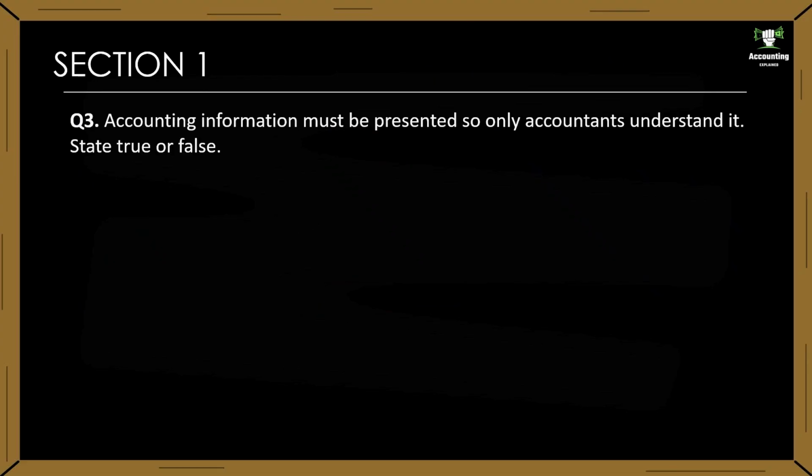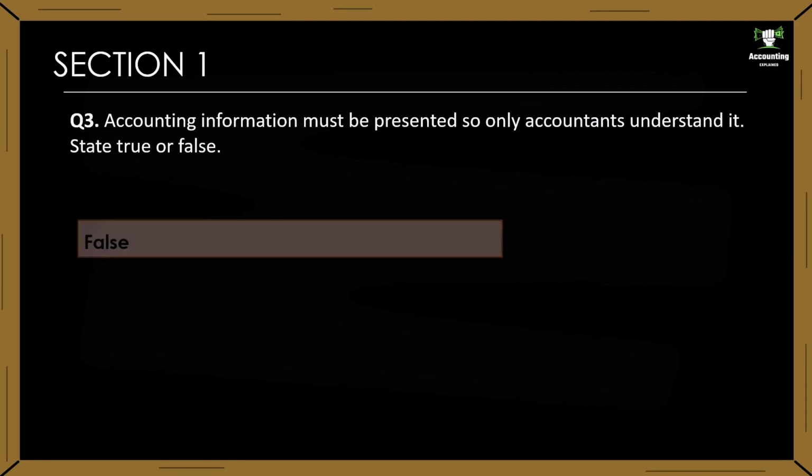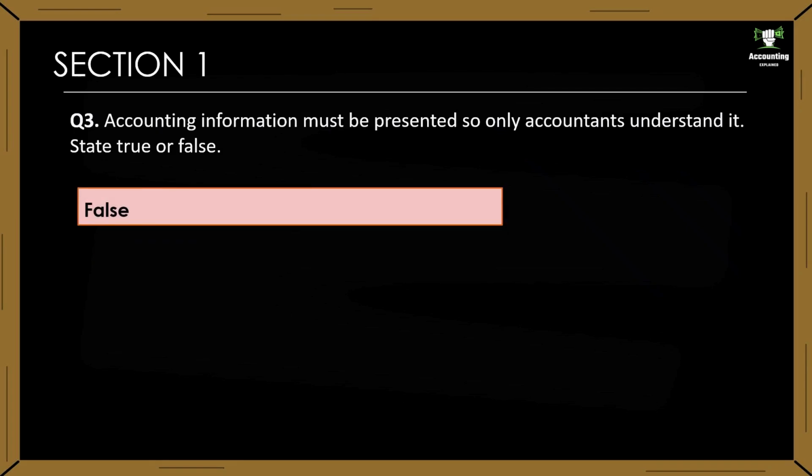Question 3. Accounting information must be presented so only accountants understand it. State true or false. Answer is false. Accounting information should be presented in a simple and logical manner so that not only the accountants, even anyone who comes and sees the accounting information, they should be easily understandable by them also. It should not be like a cryptic message where only the accountants can understand it.